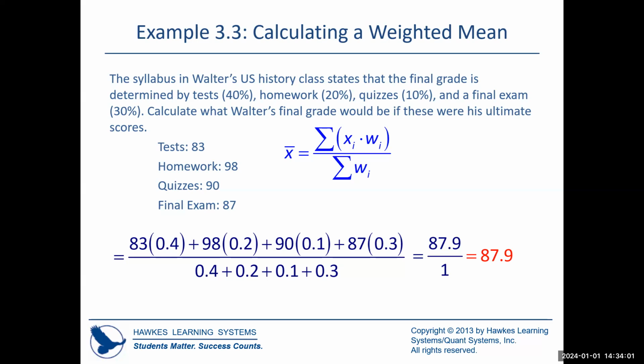So Walter's final grade would be an 87.9 in his history class, which, depending on the grading scale, more than likely will be a B+. So Walter, not bad. I think he would need to do better on his tests.